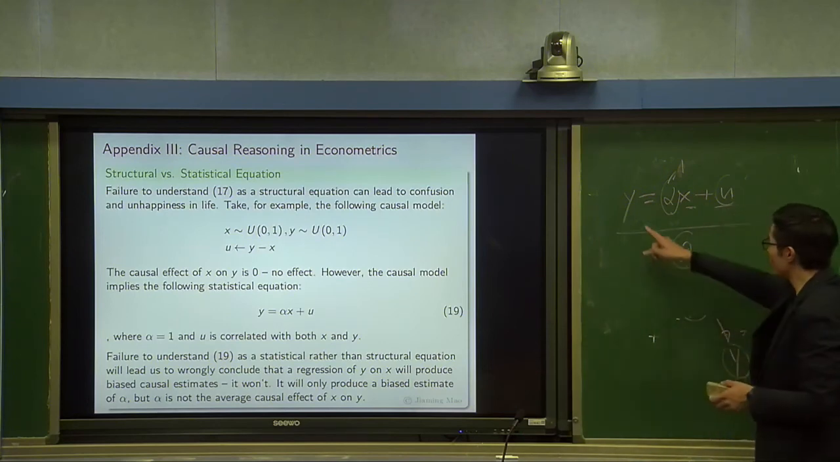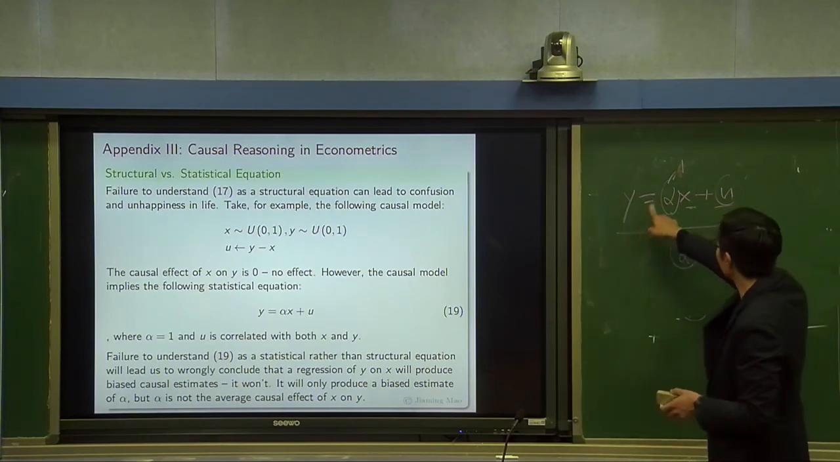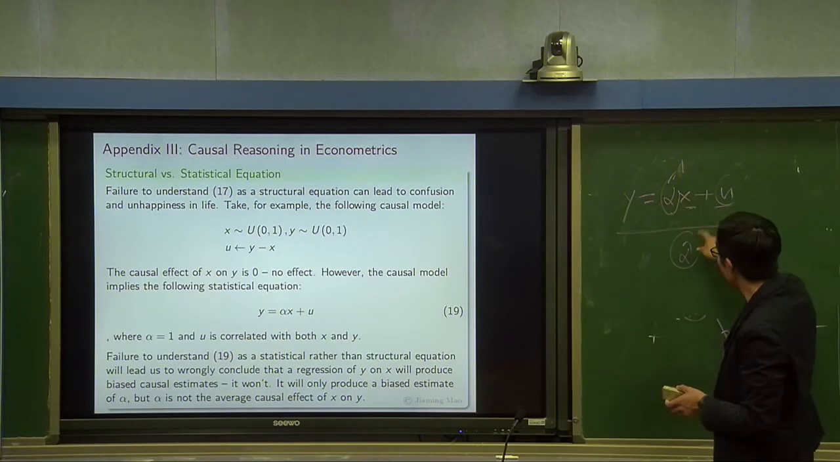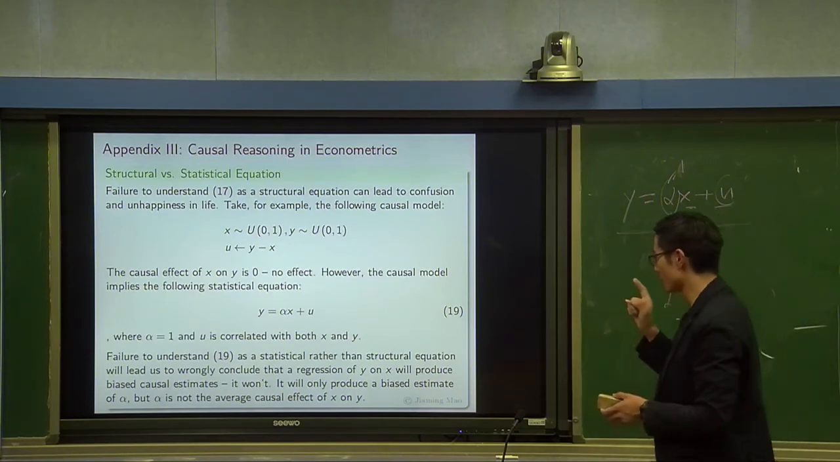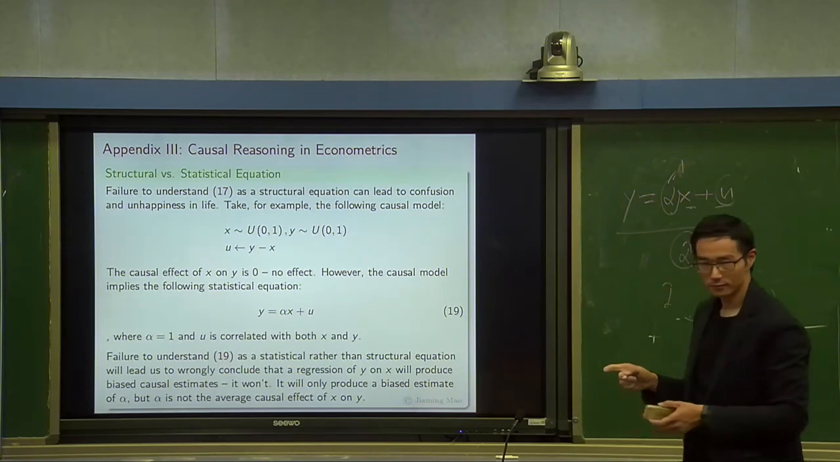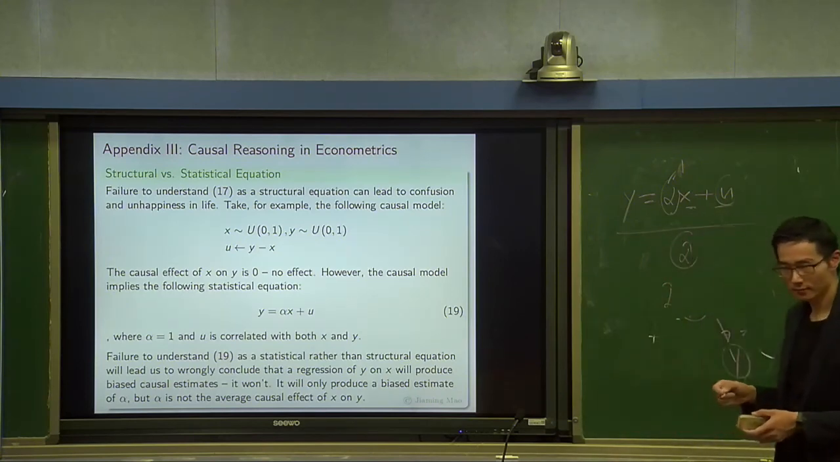Now it turns out that when you run a regression of y on x and u, okay, the alpha hat you get is not a biased causal effect. It's not a biased causal effect.